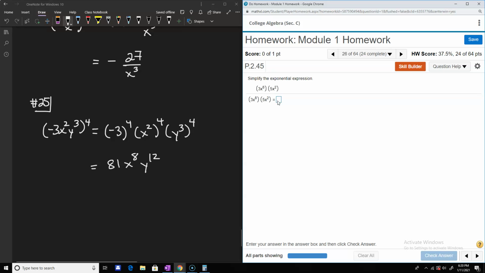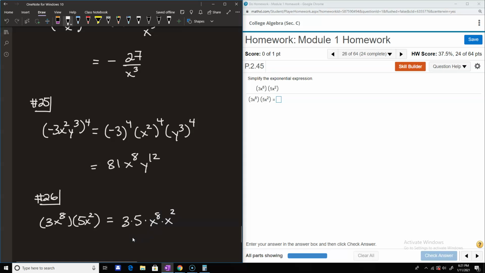Okay, number 26. What's going on here? Well, we've got 3x to the 8th times 5x squared. Now, there's nothing really to distribute with the parentheses, so really the best thing to do is just group the 2 things that you can kind of combine. So we know we're going to do 3 times 5, and then we also know we want to do x to the 8th times x squared. The regular numbers can be multiplied normally, so 3 times 5 would make 15 as usual.